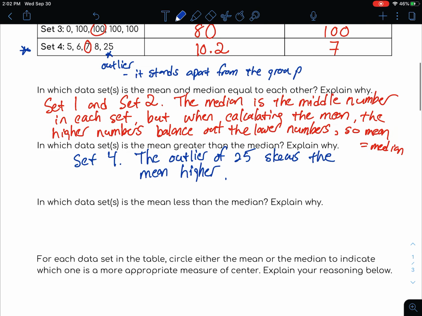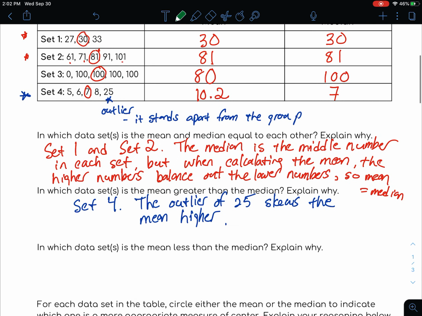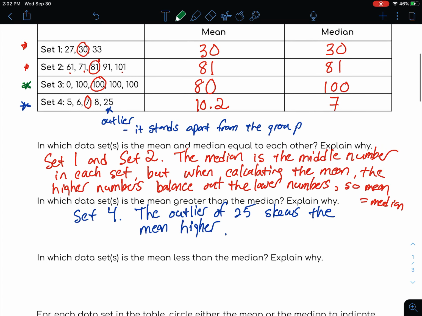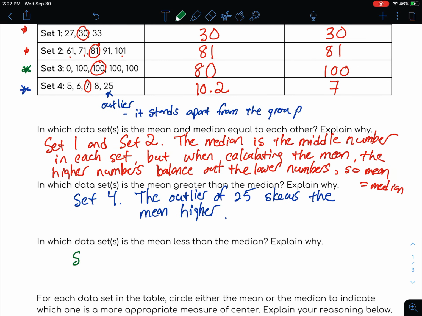In which data sets is the mean less than the median? All right, let's switch colors again here. So we've got the one that's left that we haven't talked about, and that would be set 3. So why is the mean less than the median? Well, once again, we have an outlier, but this time the outlier is on the low side. It's a smaller number. That 0 stands apart from the rest of the group. So the outlier of 0 skews the mean lower.